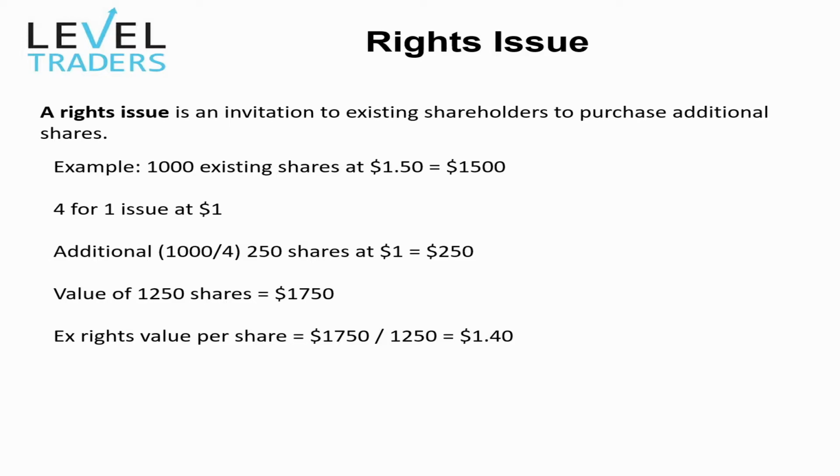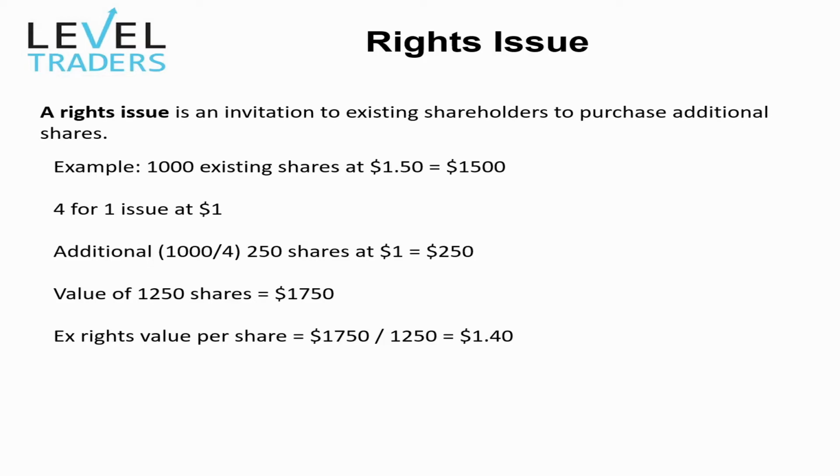Then this company, let's say it's called Company X, has a rights issue, 4 for 1 at $1. So what that means is for every 4 shares we have, we're entitled to 1 additional share at $1. So it's a 50-cent discount on the current market value. That means we're entitled to 250 additional shares at $1, which would cost us $250. If we took those rights, we would have a portfolio of 1,250 shares worth $1,750.